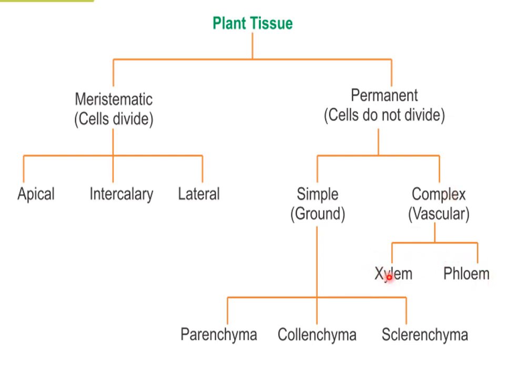And again, xylem is classified into 4 categories or 4 elements. Similarly, phloem is also classified into 4 elements or 4 categories. So this was about plant tissue.